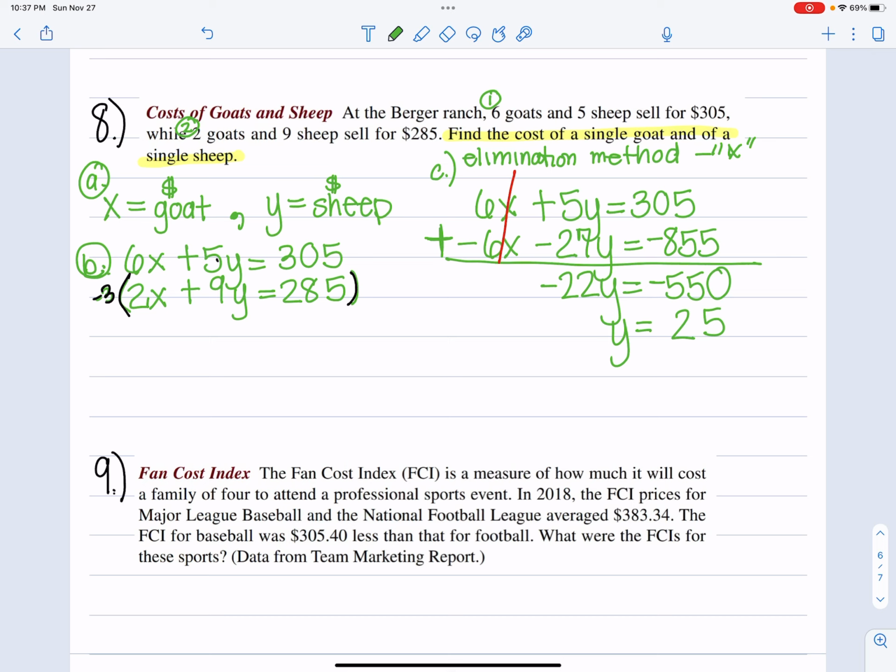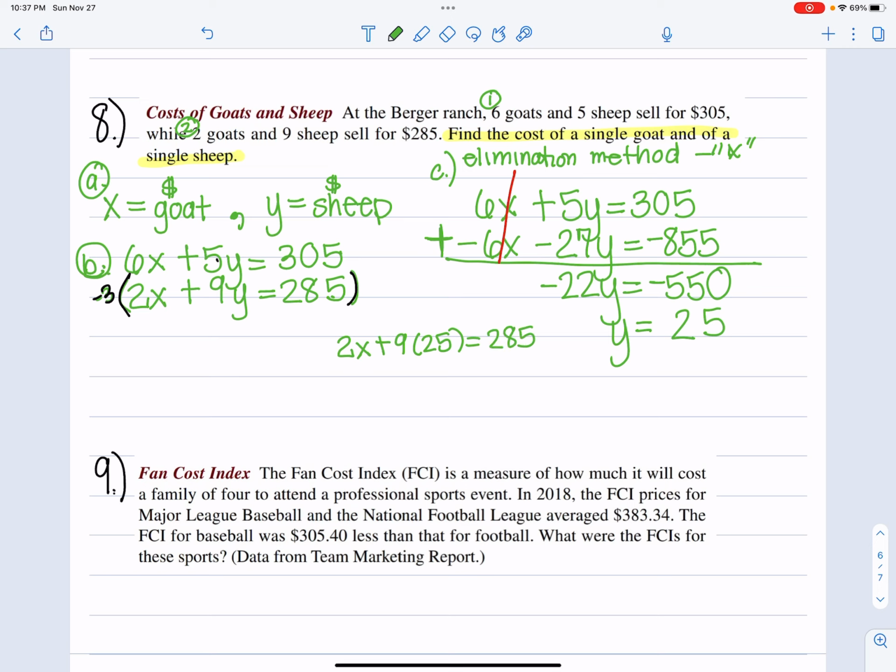Now, I got y. I need to find x. Does not matter if I use equation 1 or equation 2 to find x. It does not, as long as I find them. I'm going to use the first equation. That's just me. Well, let me use the second one because I'm always using the first one. So the second one, 2x plus 9 times 25 equals 285. That's what we get here.